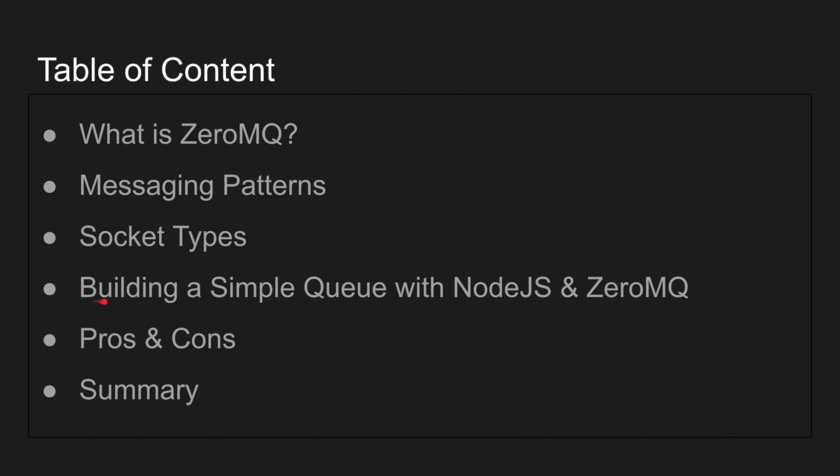For example, we're going to build a simple queue with Node.js and ZeroMQ. It's a very basic queue with Node.js. I'm going to build that from scratch. And obviously, as always, I'm going to talk about my thoughts about this technology, the pros and cons, because I thought this is a simple thing, but I was a little bit disappointed. So I'm gonna give you my take at the end of the video, and finally I'm gonna summarize the whole thing. How about we jump into it, guys?